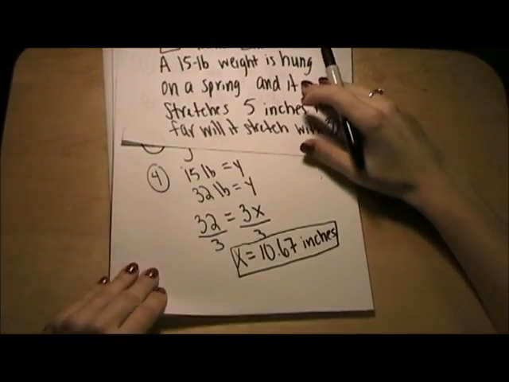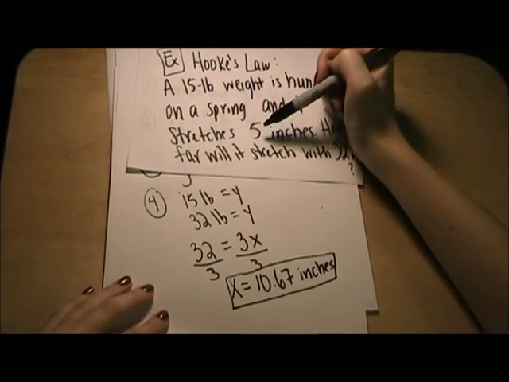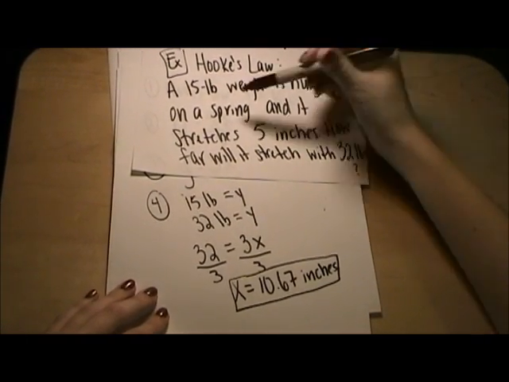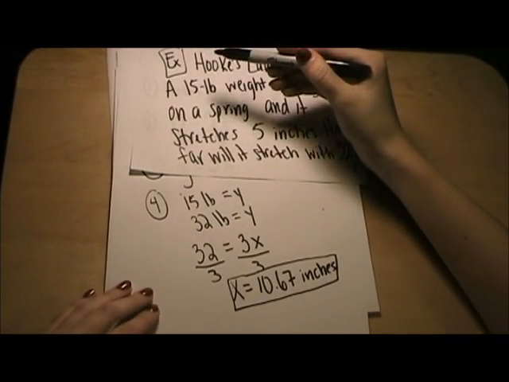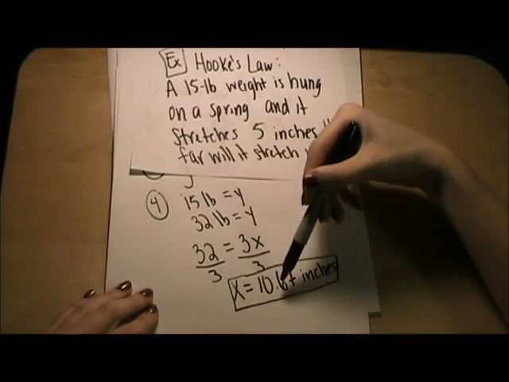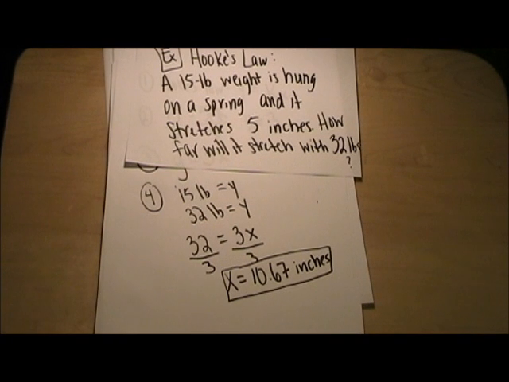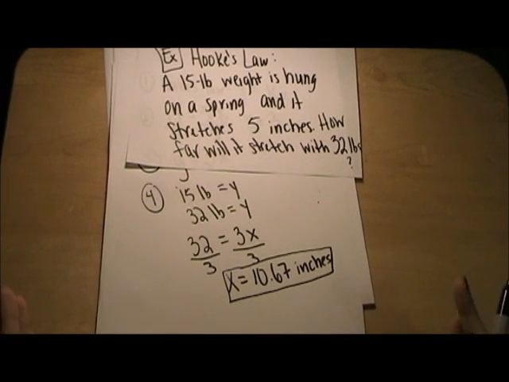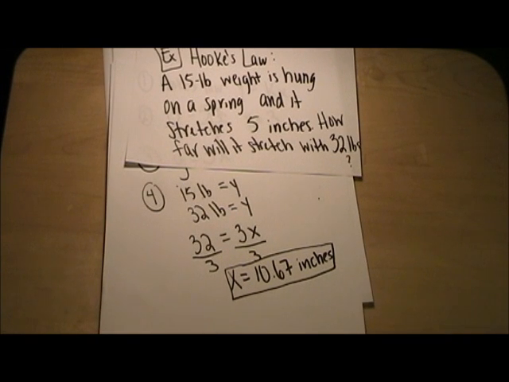Okay. And make sure it makes sense. 15 pounds is 5 inches. 32 pounds is a little bit more than double 15. 10.67 inches is a little bit more than double 5. Okay, so it does make sense. When we increase our pounds, we're going to increase the inches that it's stretched. And that is it for section 2.2.